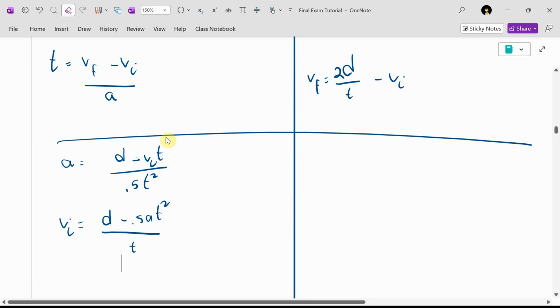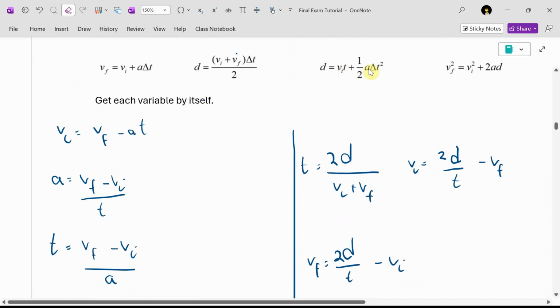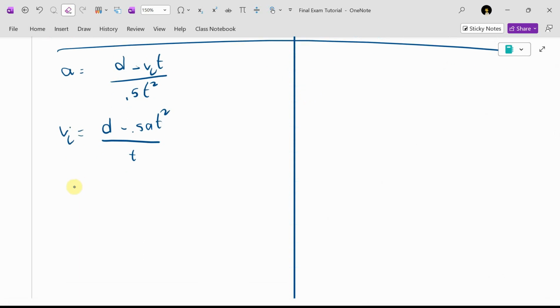Tyson, why can't I ask you to get the T by itself here? It's a quadratic. Now, if VI is 0, the equation becomes D equals AT squared over 2, or it becomes D equals 0.5 AT squared. That one I did put on, I think. I said, assuming VI is 0, get the T by itself. And then you know what? I'm pretty sure I used this format here. So get the T by itself.